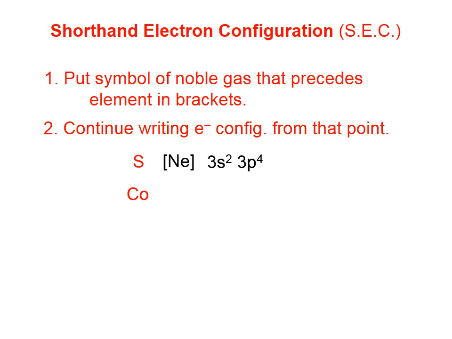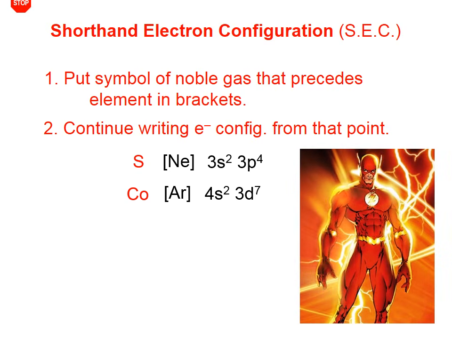Let's try one more example. Cobalt. Cobalt is element number 27. The noble gas that is nearest and right before cobalt would be argon. That's number 18. So now we go back to the left side of the periodic table where we have potassium and calcium. Those would be the 4s2 electrons, and then we go into the 3d electrons and count out however many it takes to get to cobalt, which in this case is 7.